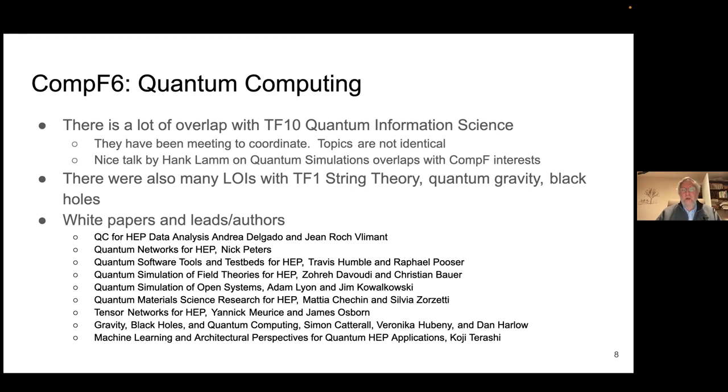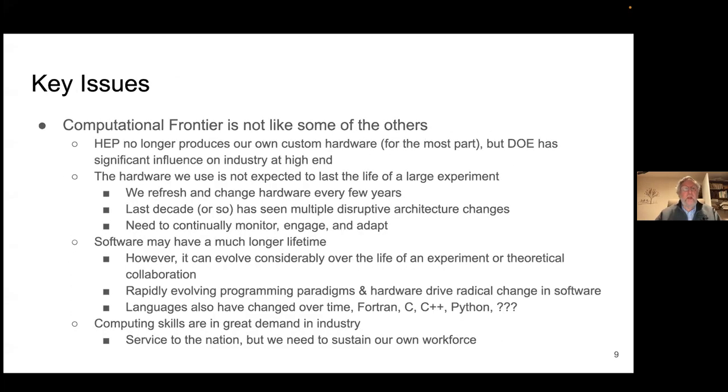Simon Catterall and Veronica Hubany are 2 of your Topical Group conveners, so that's going to have a lot of overlap. Machine learning and architectural perspectives for quantum HEP applications. So that combines machine learning and quantum computing. So think about what you want to contribute there.